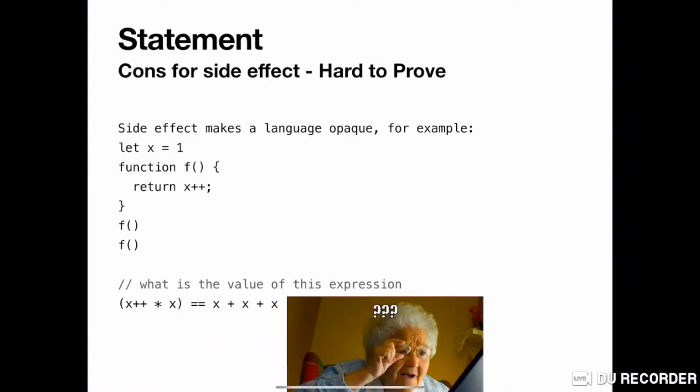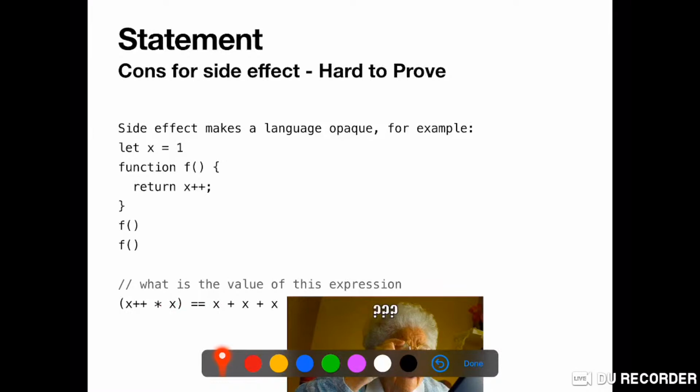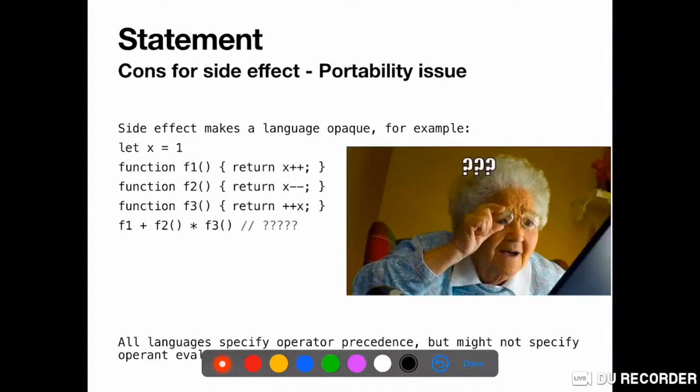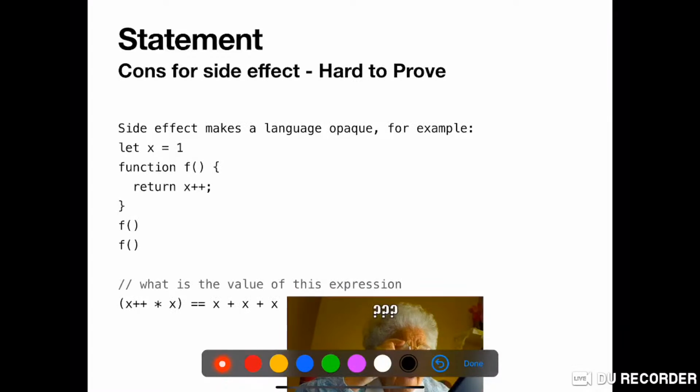And let's look at this example. So this is a piece of very simple program. And can you tell me if the last expression here is true or false? This is the kind of program you can write with side effects. And let's trace it out. So x is 1 here. X equals 1 here, and I call f. So now x becomes 2. I call it again, x becomes 3.